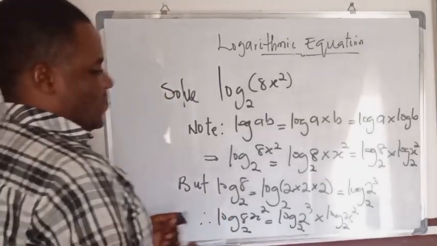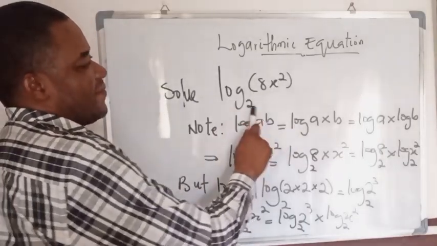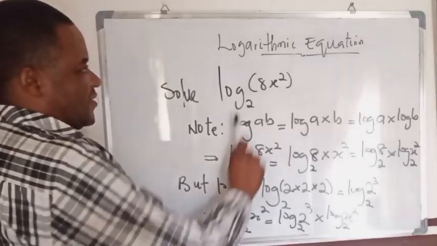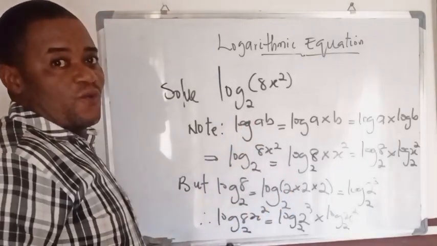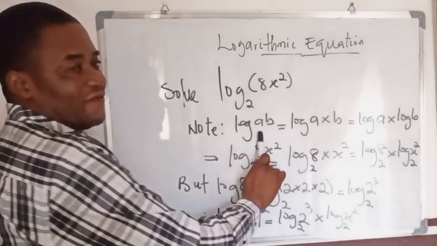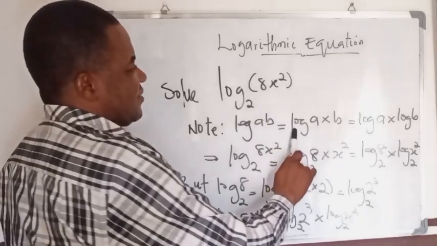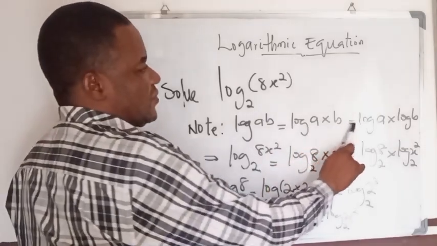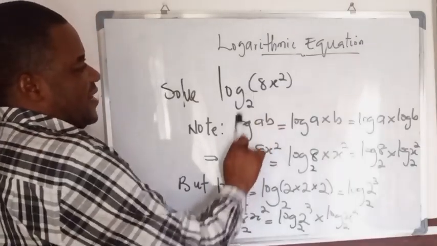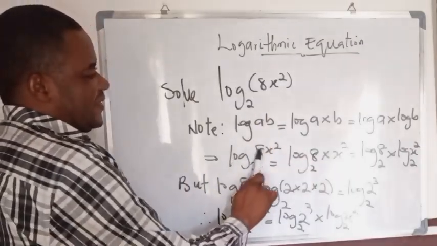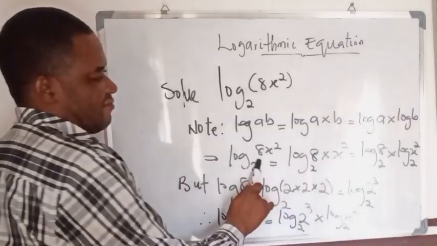Now do not forget where we came from. We said we have to solve log 8x squared base 2, and to solve this log, we follow this pattern of equation: log AB can be rewritten as log A times B, equal to log A times log B. If we pull this in the same manner, we have that log 8x squared base 2 is log 8 times x squared.